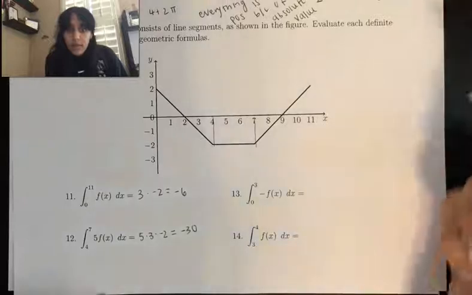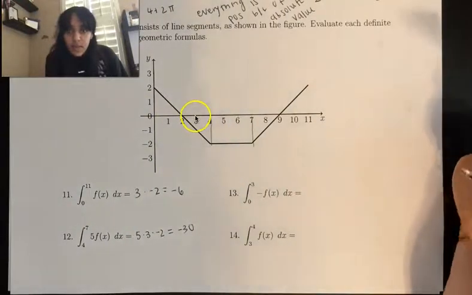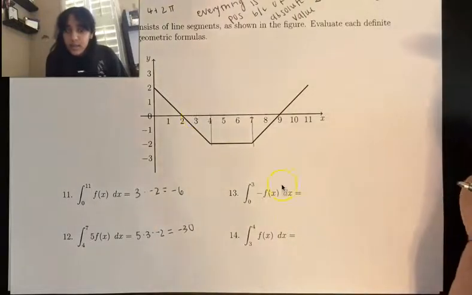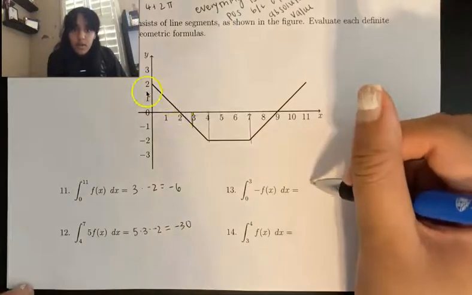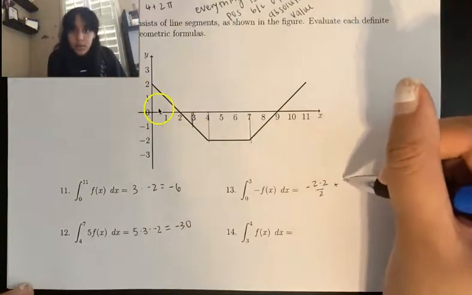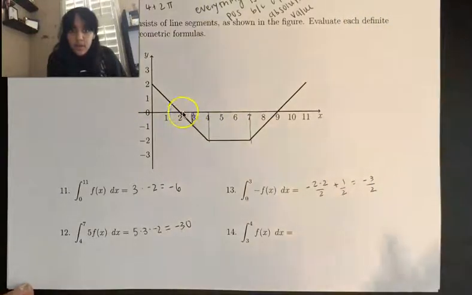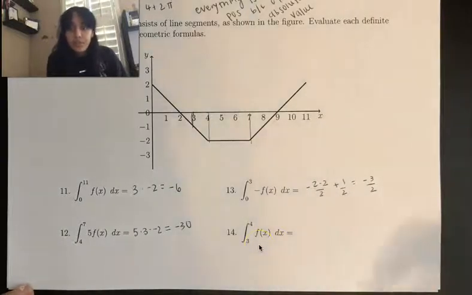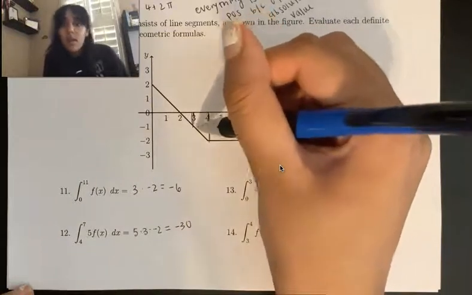Now for number 13, it's going to be from 0 to 3, and it's going to be a negative value because we have that negative in front of our function. So it's this whole section, which is a triangle, so 2 times 2 over 2, plus 1/2, because it's a triangle again, equals -3 over 2. And remember, the formula for a triangle is 1/2 times base times height.